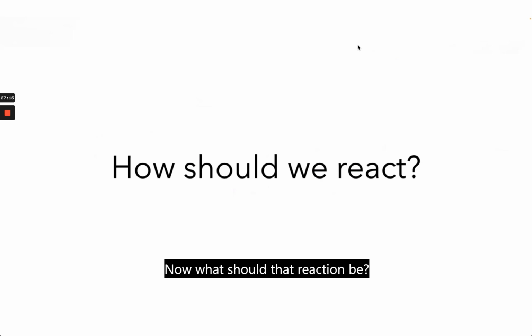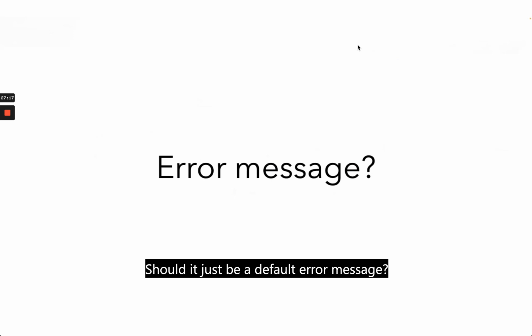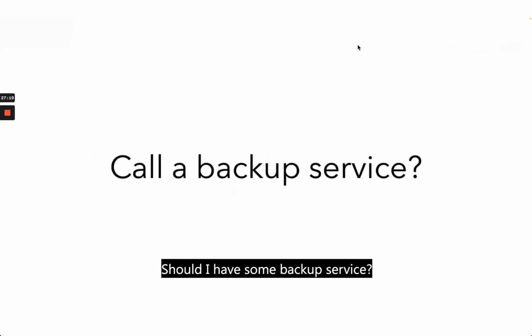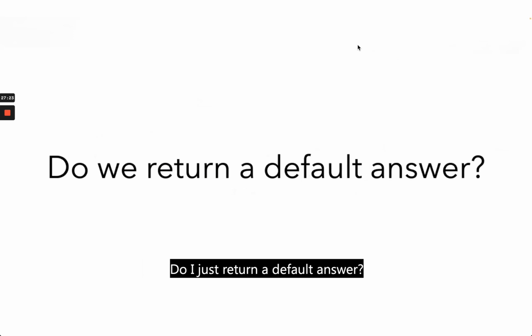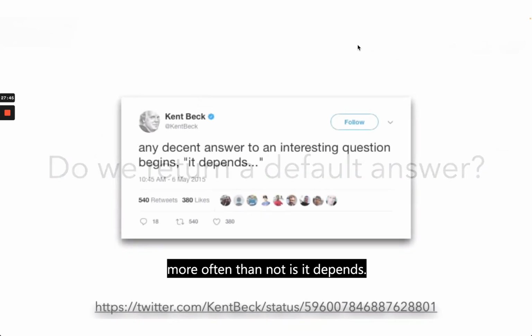Now, what should that reaction be? Should it just be a default error message? Should I have some backup service? Should I have cached some data? Do I just return a default answer? I learned a long time ago in computer science, there are 3 answers that work for every question. There's 42, that's the geek check to see who's well read. There's another layer of abstraction, that's my favorite pattern as an architect. But the answer I have to give more often than not is, it depends.